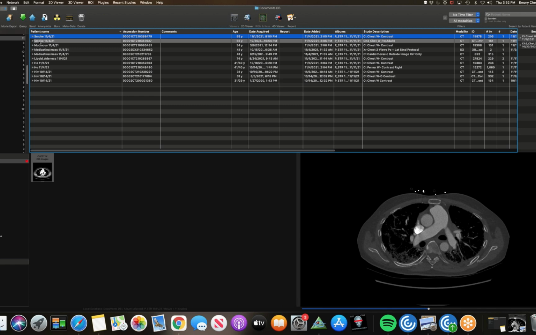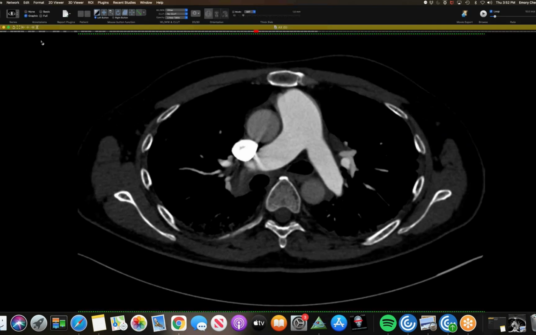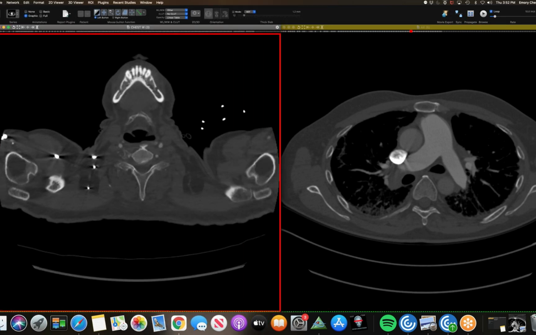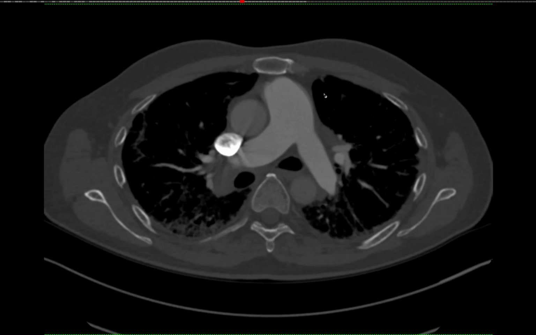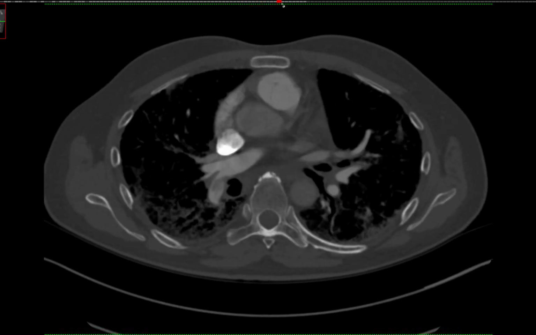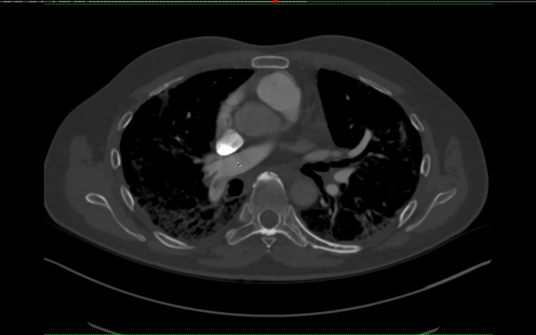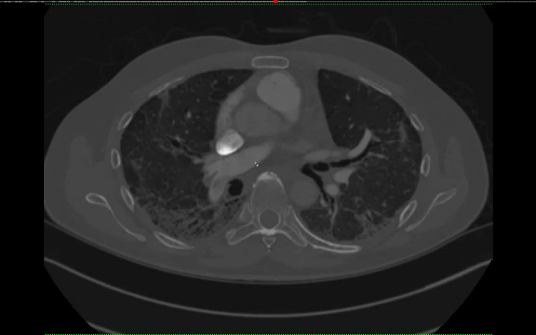This is just a quick one, good for trainees. We had, let's see which one was the first one here. Yeah, so this one. Okay. So there's an apparent filling defect in the right lower lobe. This is just a good example of smoke artifact.